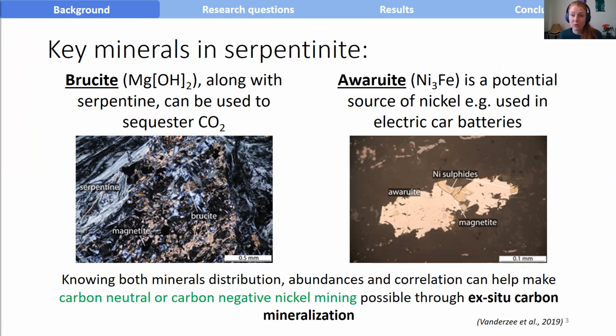And that is through ex situ carbon mineralization. That is the idea that reactive minerals, such as brucite, in the mine tailings or the mine waste, can react with carbon dioxide to form stable carbonate minerals over geological timescales.